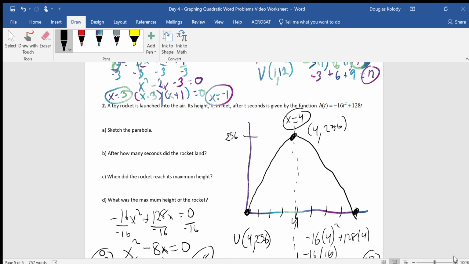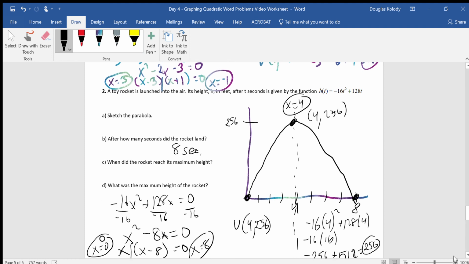After how many seconds did the rocket land? That's 4 seconds. That's 8 seconds. So it landed after 8 seconds. When did it reach its maximum height? Halfway, after 4 seconds. What was the maximum height of the rocket? Its height in feet. So it was 256 feet.